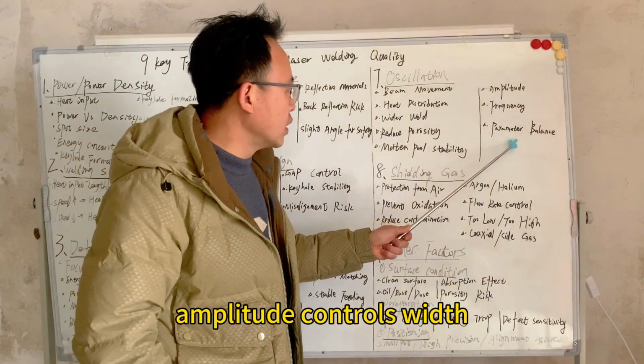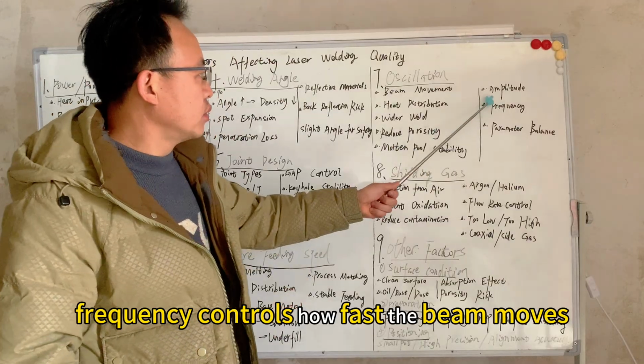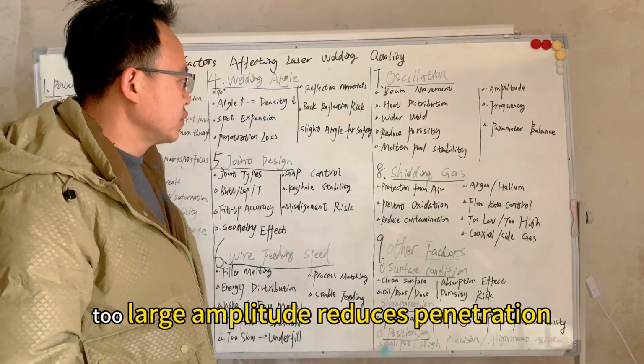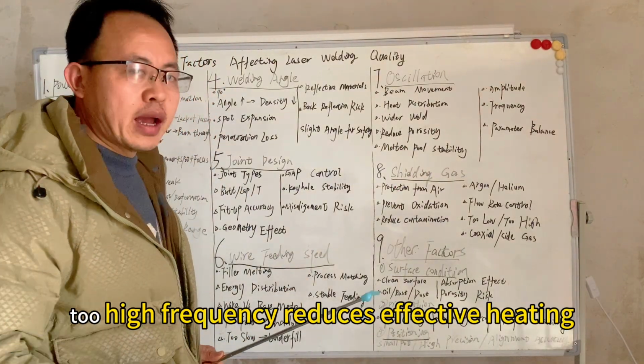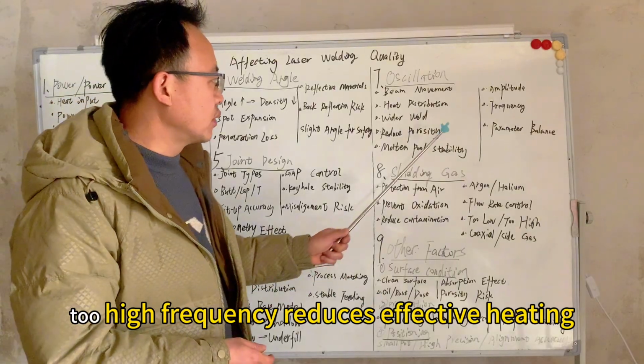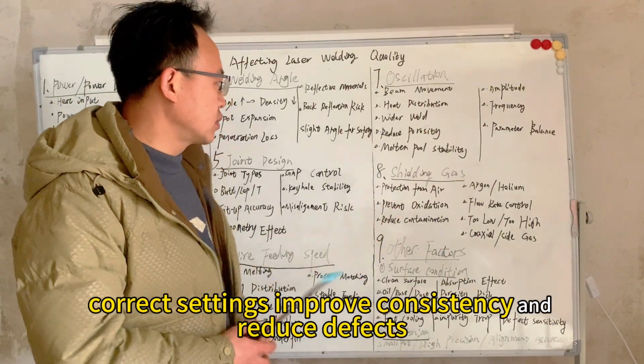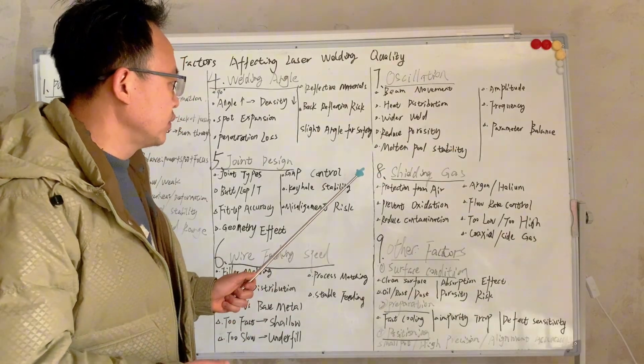Amplitude controls width. Frequency controls how fast the beam moves. Too large amplitude reduces penetration. Too high frequency reduces effective heating. Correct settings improve consistency and reduce defects.